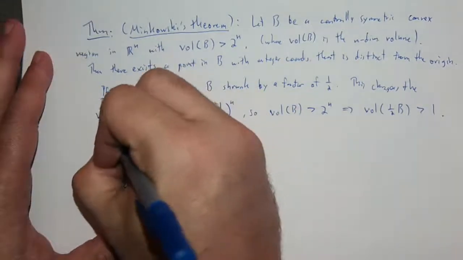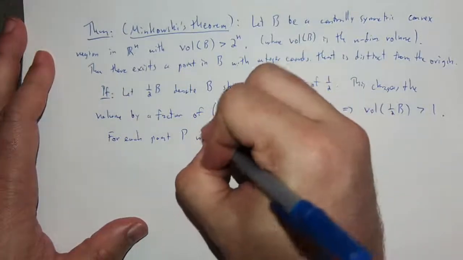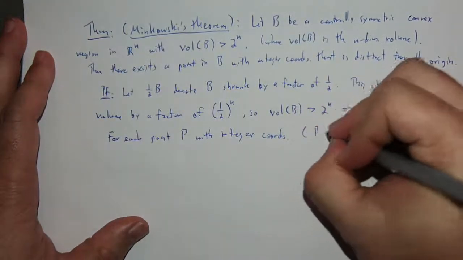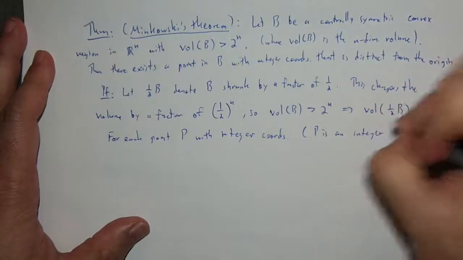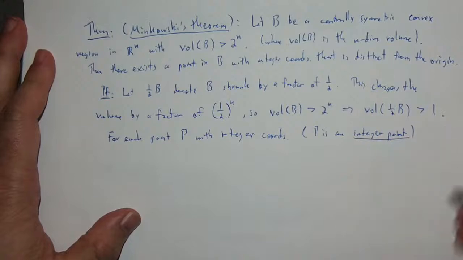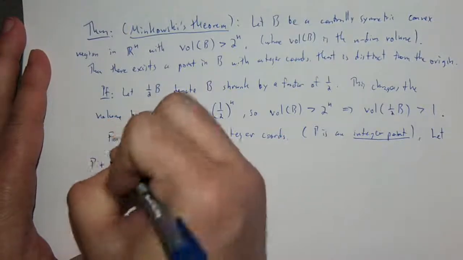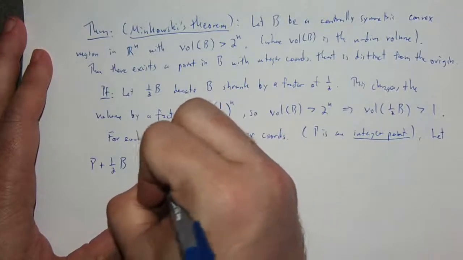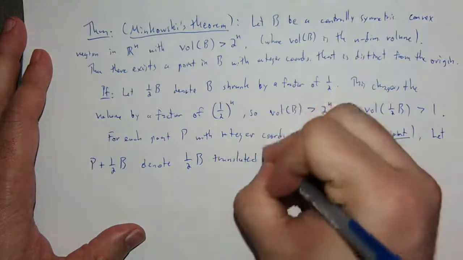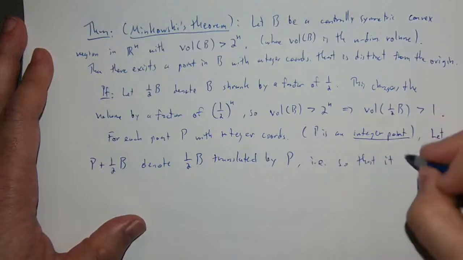Next, for each point P with integer coordinates, so another way we'll say this is P is an integer point, let P plus 1/2 B denote 1/2 B translated by P, i.e., so that it is centered about P.